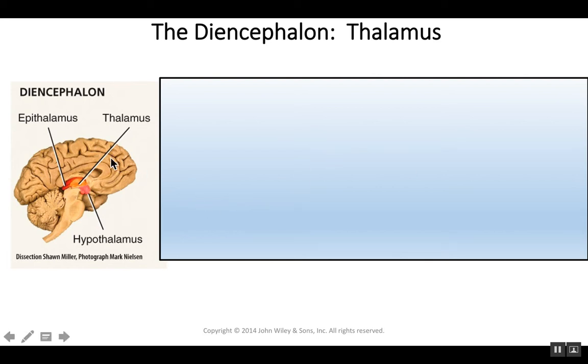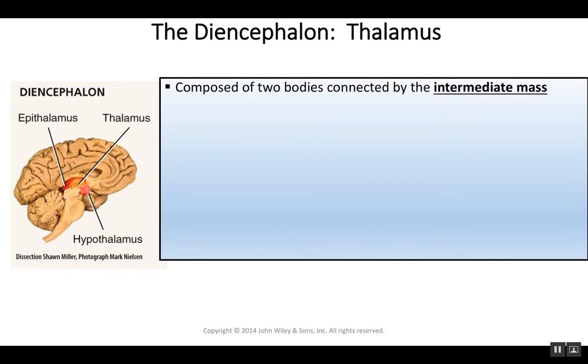The diencephalon forms this central core of the brain, superior to the midbrain of the brainstem and surrounded by the cerebrum. The word diencephalon actually means two brains, but there are actually three components of the diencephalon: the thalamus, the hypothalamus, and the epithalamus. The thalamus we're going to talk about first.